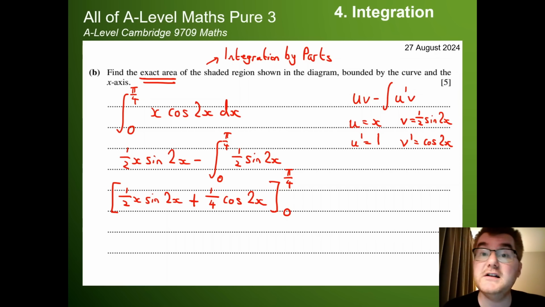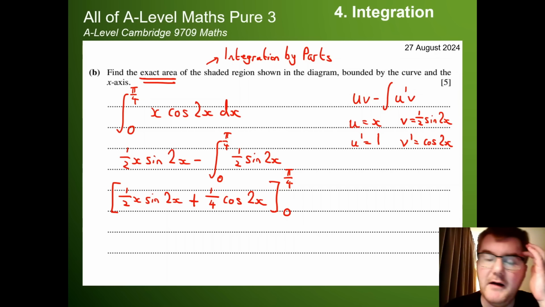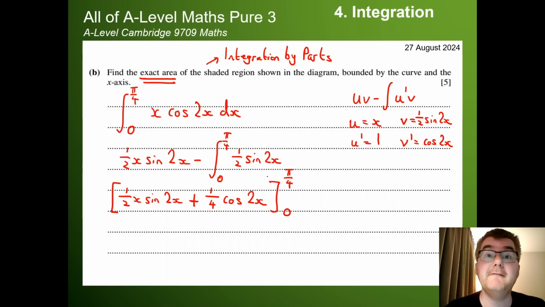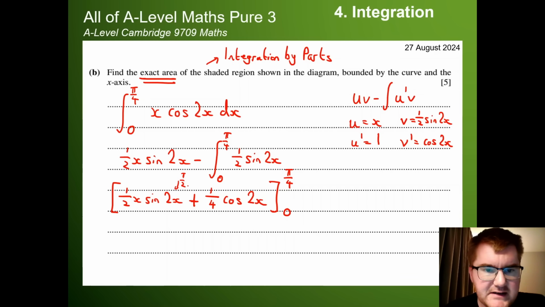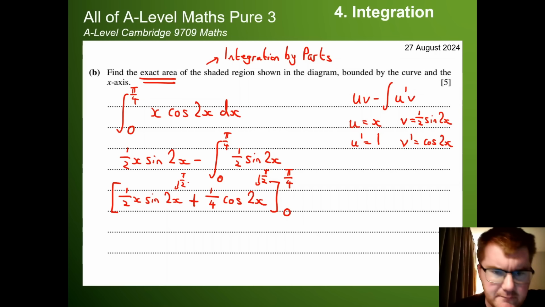Once we've got this, then we can just integrate this by putting pi over 4 and 0 into the function in order to generate the final solution for the area. If we put pi over 4 into this, then we're going to get pi over 2 in both of these cases. And notice that cosine pi over 2 is 0, so this term will disappear. So this one over here, we're going to have then sine pi over 2 for 90, that's going to be 1. So here we're going to get a half times 1.